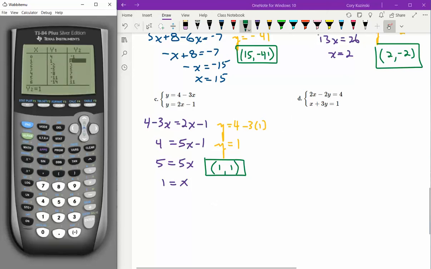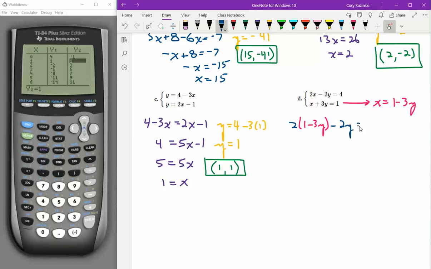All right, one more. This one looks a little tougher here because I'm going to take this bottom equation and solve it for x. So I'm going to make it 1 minus 3y when I subtract 3y from both sides. And then I'm going to plug that 1 minus 3y into the other equation. So I'm going to do 2 times 1 minus 3y instead of x minus 2y equals 4. And I'm going to solve this equation.